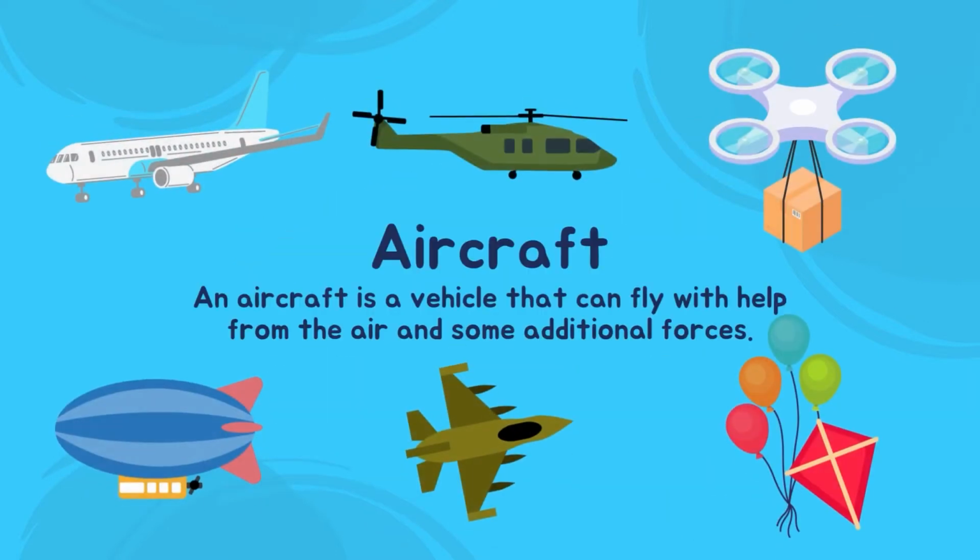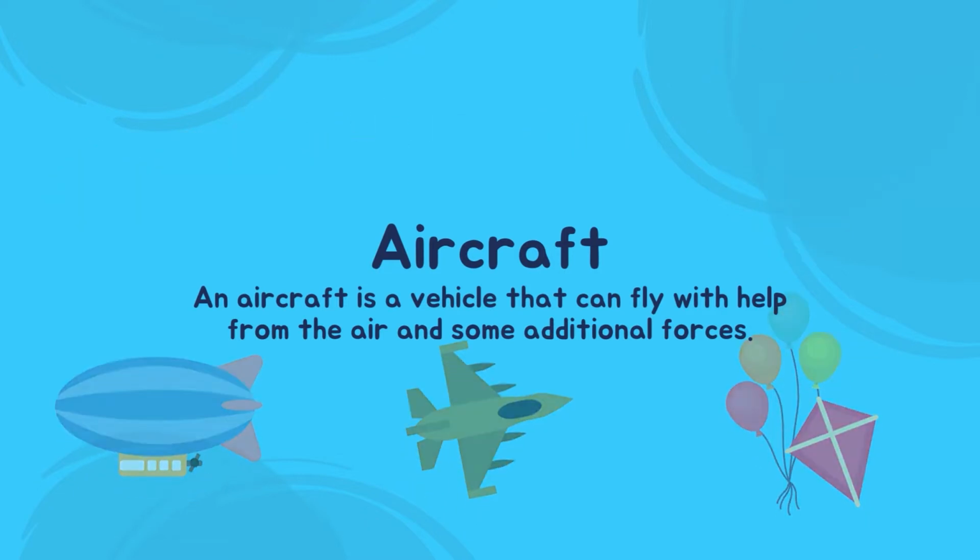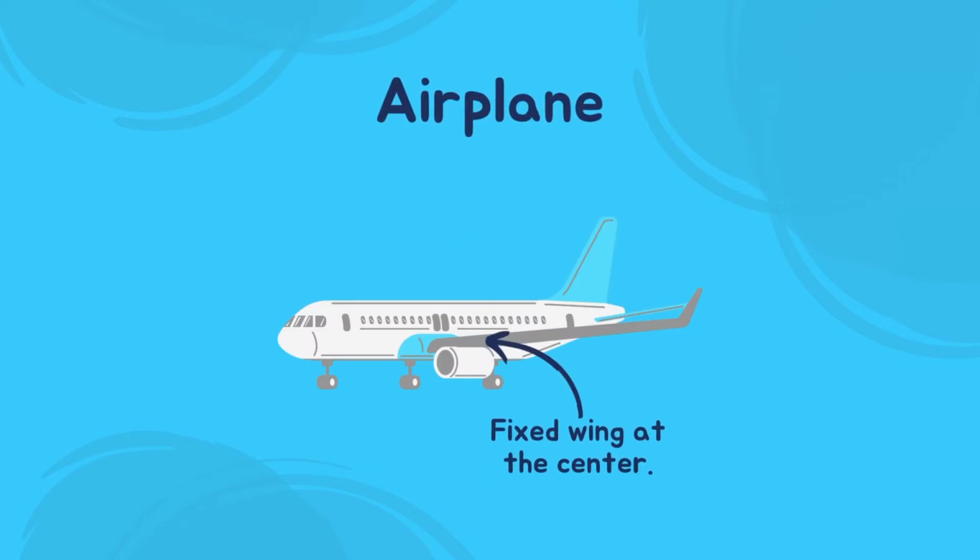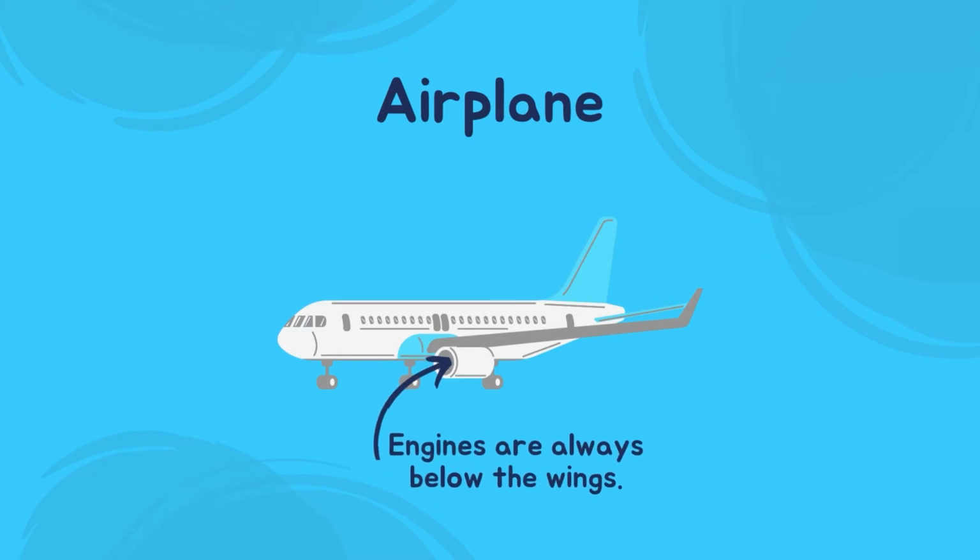Let's quickly go over some aircraft that we may be familiar with. If you remember, an aircraft is a vehicle that can fly with the help of air and some additional forces. An example of an aircraft is the airplane. An airplane is a flying machine with a fixed wing on each side. They are usually placed at the center of the airplane. Another important aspect of an airplane is its engine. The engine uses the fuel that allows the airplane to fly.